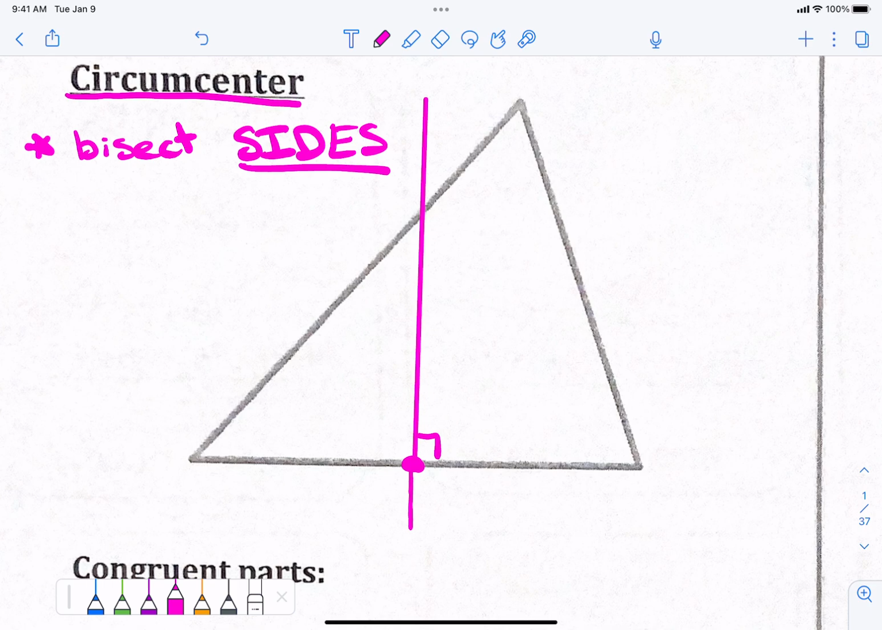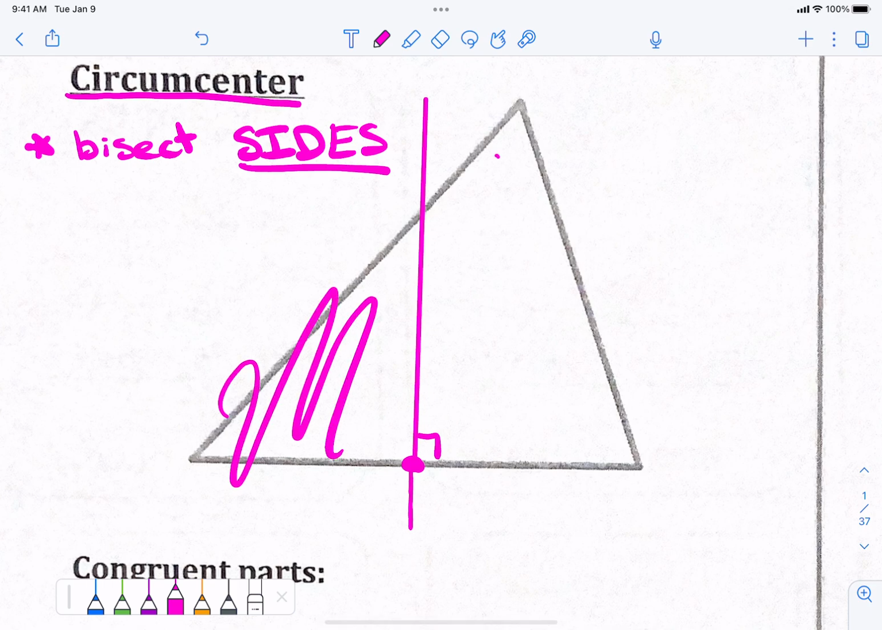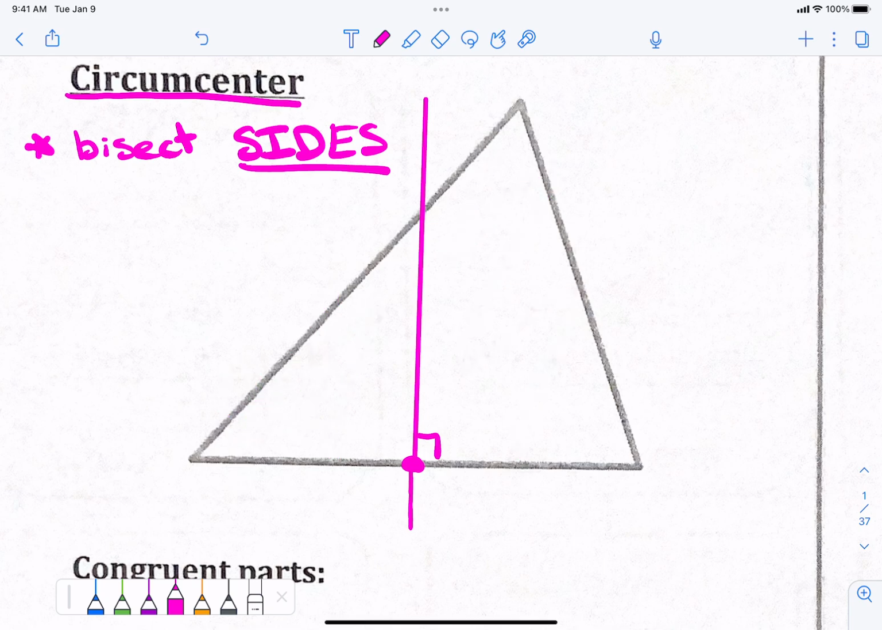Now notice this triangle is not an equilateral triangle, so it does kind of look like you're lopping off a small section and a big section. That's because this is not an equilateral triangle.